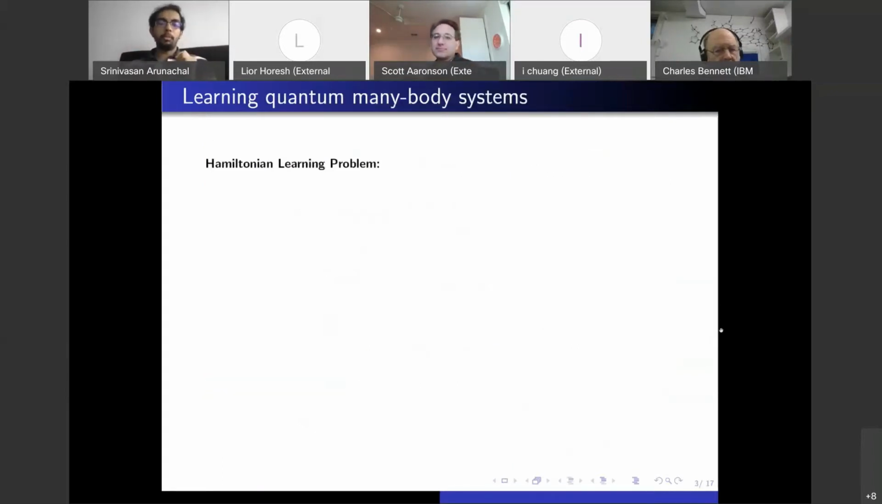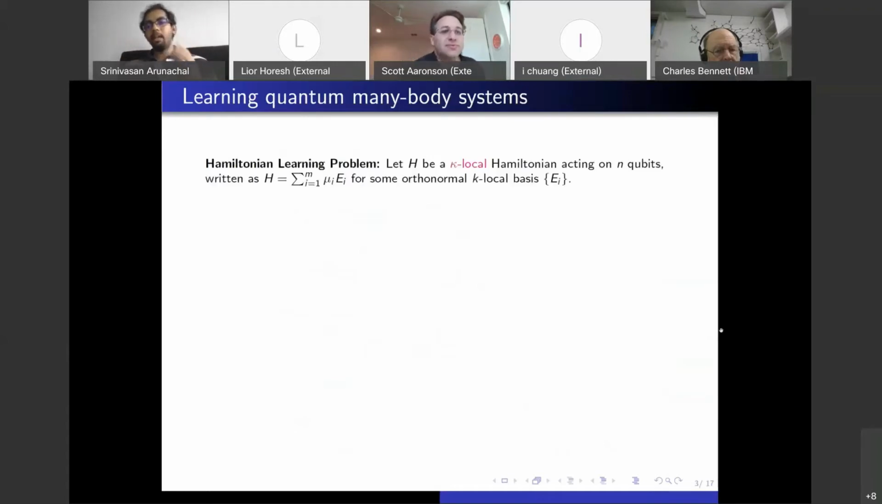So the Hamiltonian learning problem. Let H be a k-local Hamiltonian on n qubits. By k-local, you can think of H as decomposable into a sum of terms, and each of these terms acts on just k qubits on a lattice. Let's say for now I can decompose H in terms of some decomposition, think of a Pauli decomposition or some decomposition of your choice, which is orthonormal. The decomposition is also a k-local decomposition. So think of E_i as the set of all Pauli bases, but acting non-trivially on just k sites.